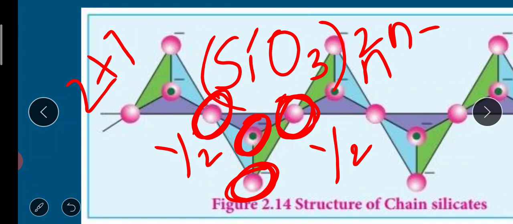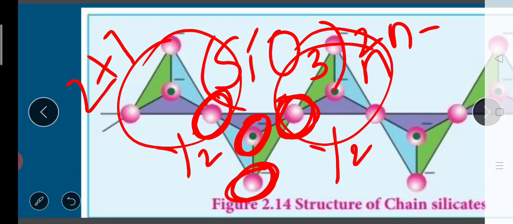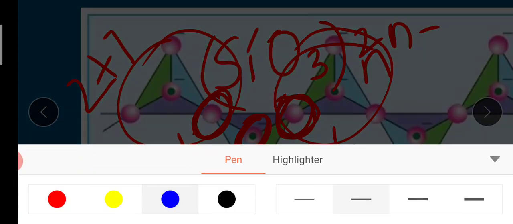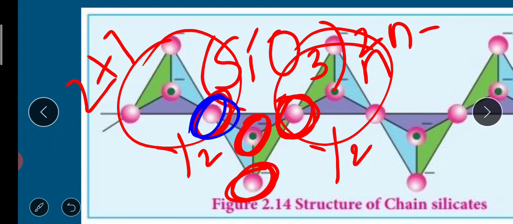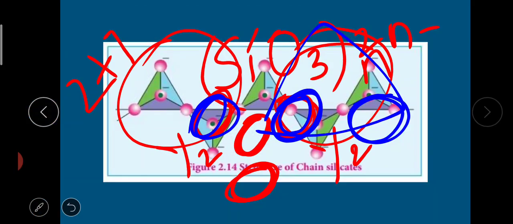If you see here, all these are separate silicate units, and they are sharing two oxygen atoms. Yes or no, children? So they are sharing 2 oxygens. If you take this unit, one oxygen is shared here, the other oxygen is shared here. And if you take this unit, one oxygen is shared here and another oxygen there. So 2 oxygen atoms are shared by each SiO4 4- unit.